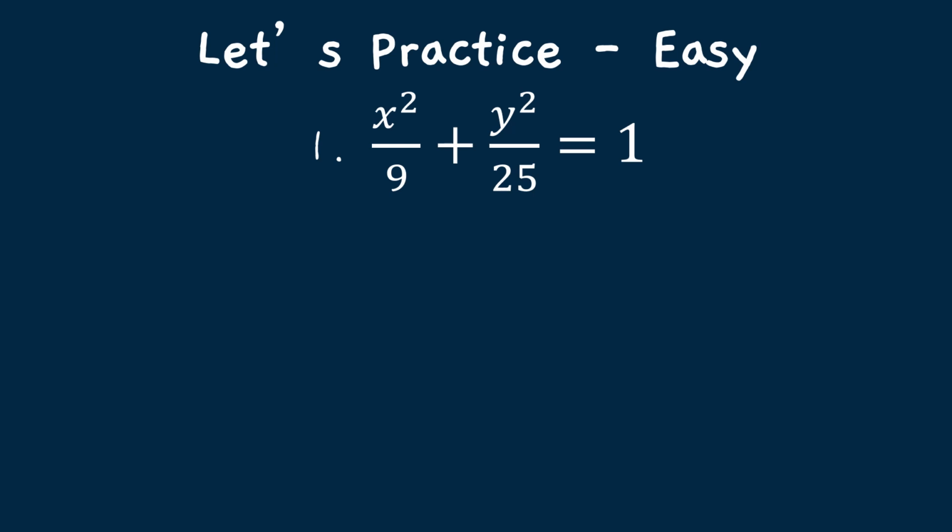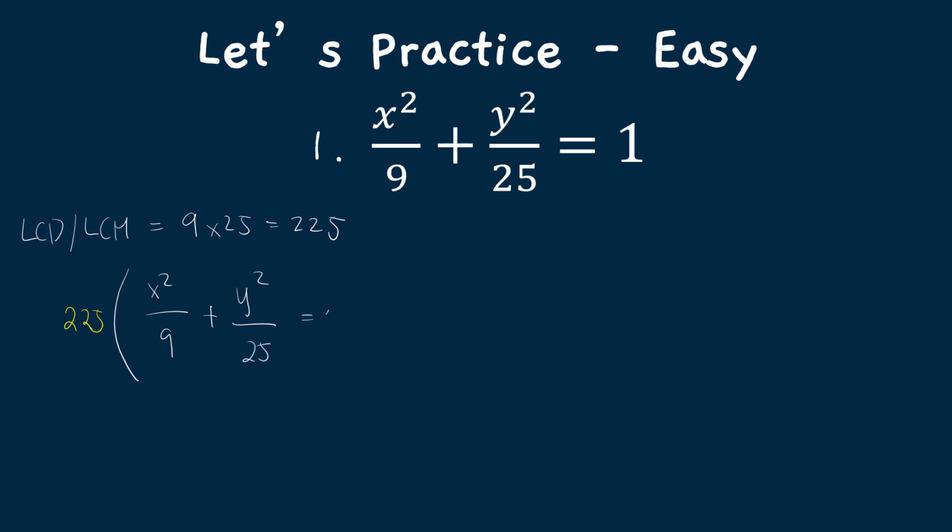So for this particular example, I will be using the multiplication method so that your LCD or LCM is equal to 9 times 25, which is equal to 225. Okay, so that's the value of our LCD or LCM. Now, using that LCD, we need to multiply the whole equation by it. So I will write it as 225 multiplied by x squared over 9 plus y squared over 25 is equal to 1.